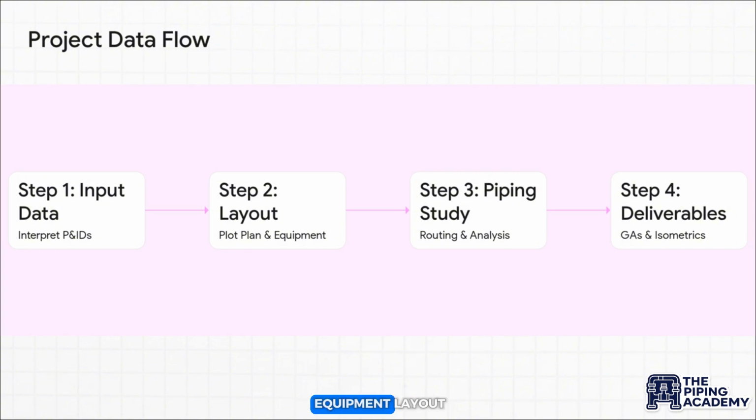Second, we move to equipment layout, because you can't route a single pipe until you know where the big equipment sits. Third is the piping study itself, where we figure out the most efficient and logical routing. And finally, we create the deliverables, the general arrangement drawings and the fabrication isometrics that go out to the construction team. Following this workflow teaches you to respect the dependency of information.